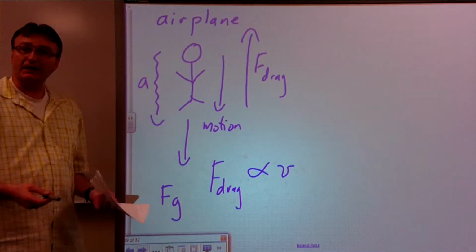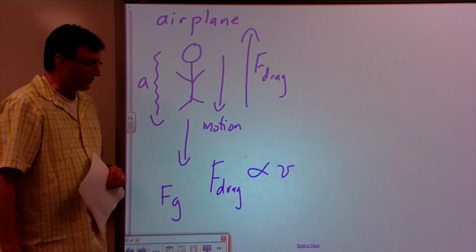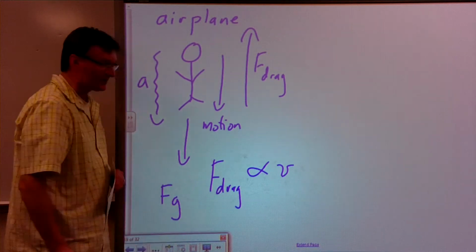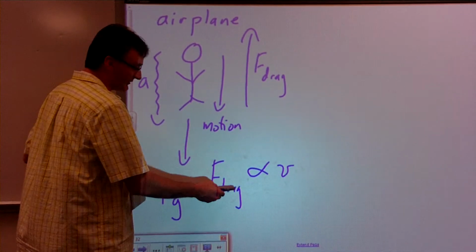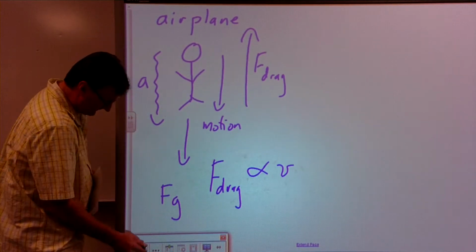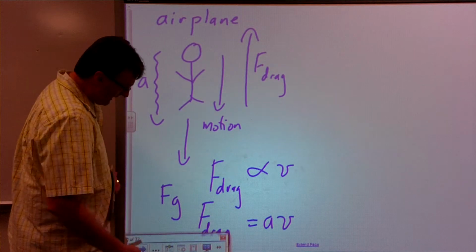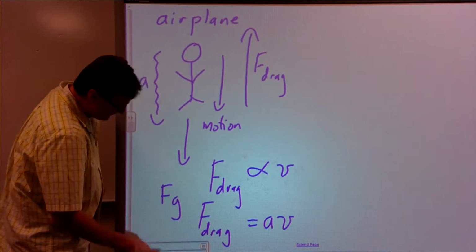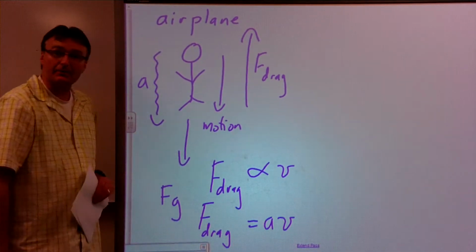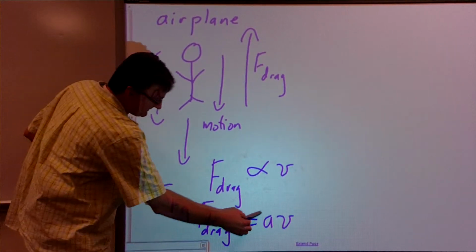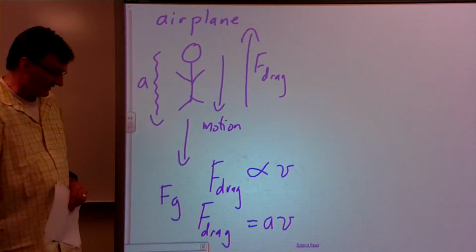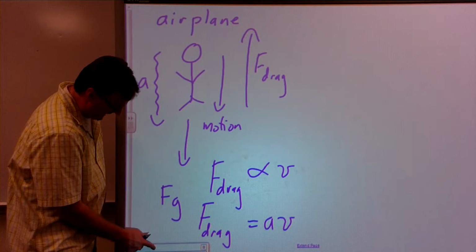So the drag force again is opposite the direction of motion, and so the drag force actually is proportional to the speed of the person. So the faster a person goes, the greater the drag force. And so you can actually write an equation like that, so that the drag force is going to equal some coefficient times the person's speed. And this number will vary depending upon the shape and size of the object, etc. It depends on a lot of factors.